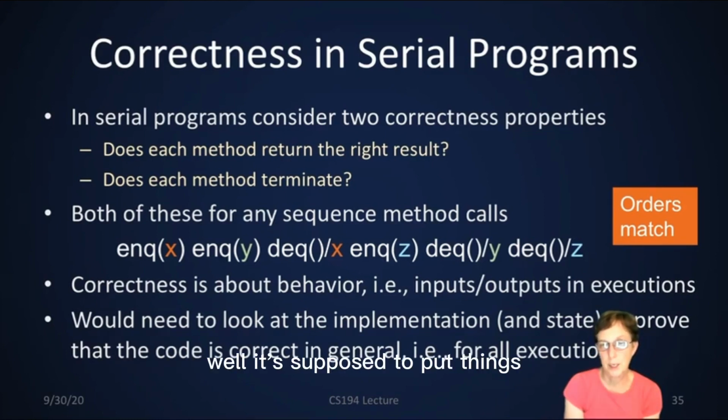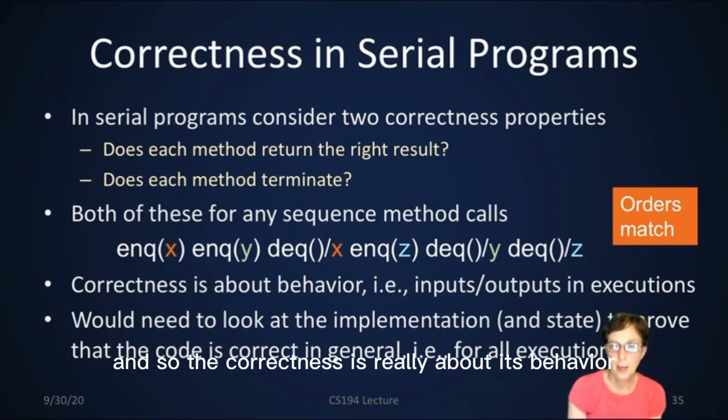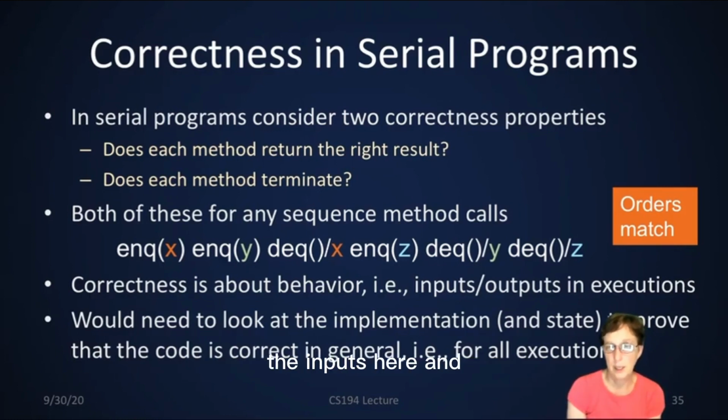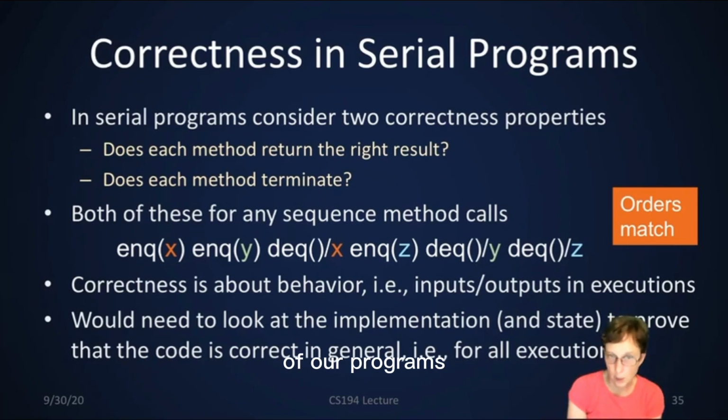Well, it's supposed to put things in and take them out in FIFO order. So we're putting in an X, a Y, and a Z, and when we take them out, we're going to get out an X and a Y and Z in that order. So that says that this particular execution is correct. And so the correctness is really about its behavior, about the inputs to these methods and the outputs that get returned by the DQ method. So in general, this is how we think about the correctness of one of our programs.